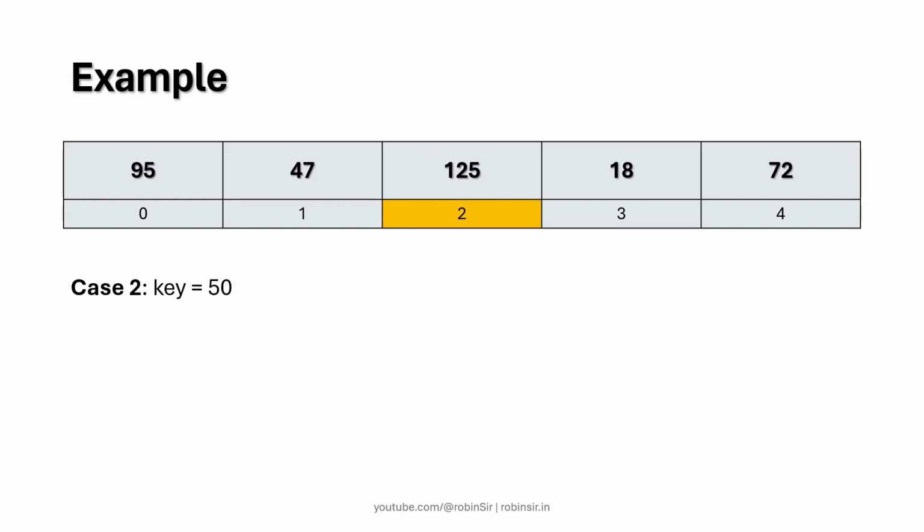So it becomes 2. At index 2, we got 125, still not 50. So again, the index is going to increase. So it becomes 3. At index 3, we have 18. Again, not 50. So again, the index is going to increase. And now the index becomes 4. At 4, we got 72. And we still didn't find 50. And because we still didn't find 50, now from 4, the value of the index counter should increase to 5.